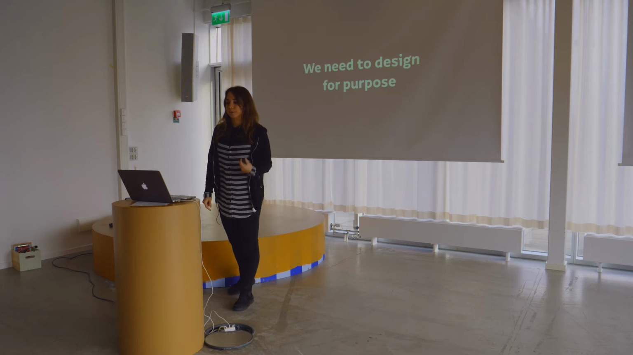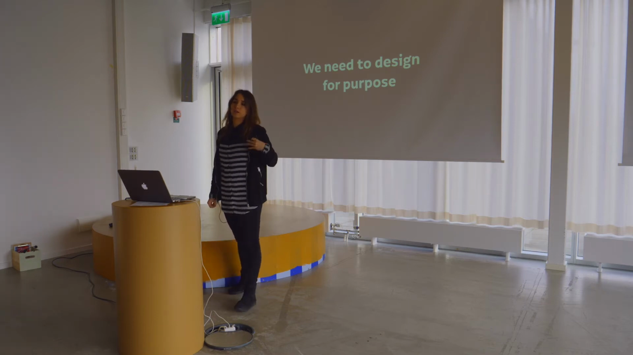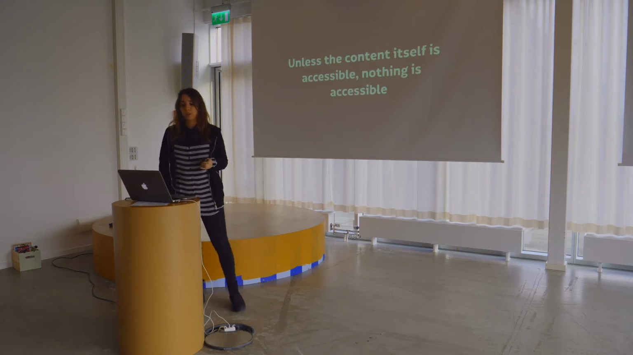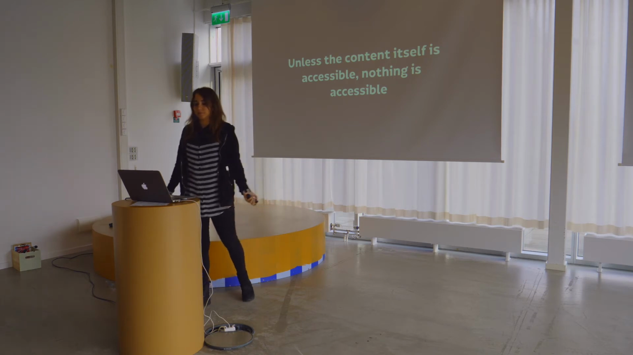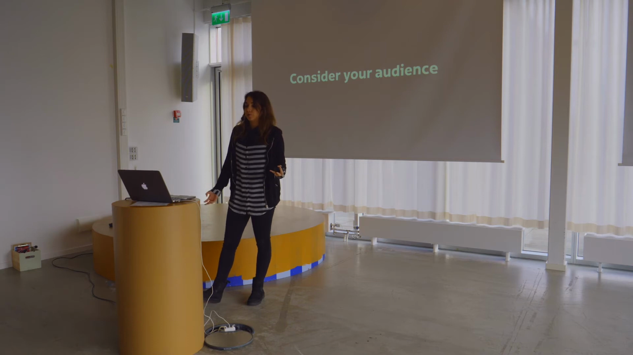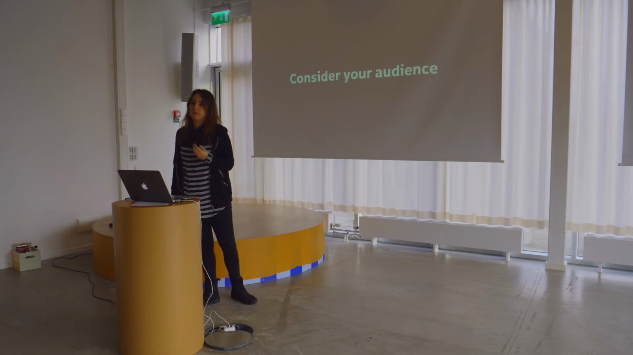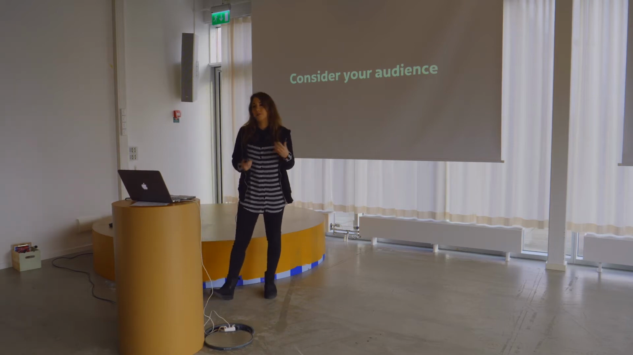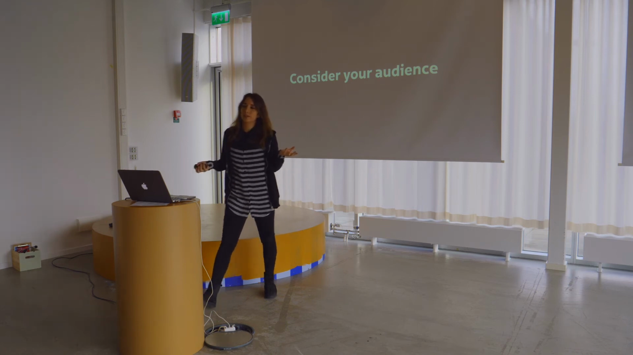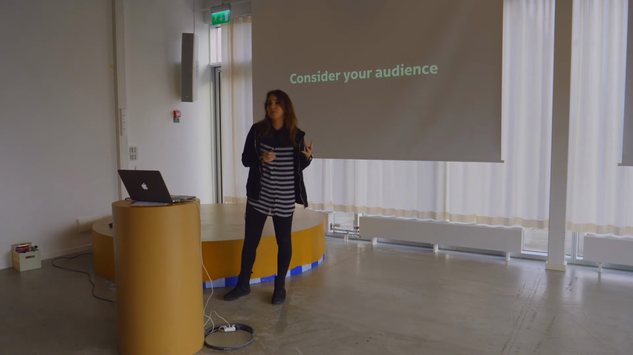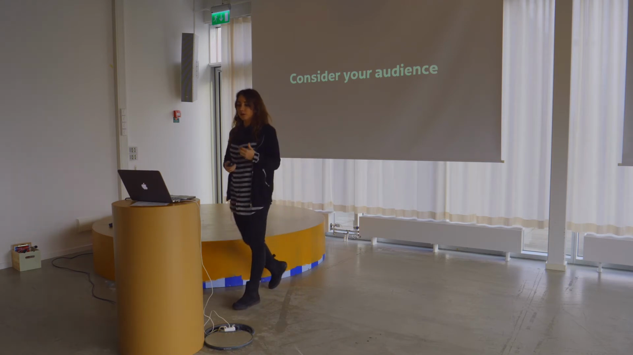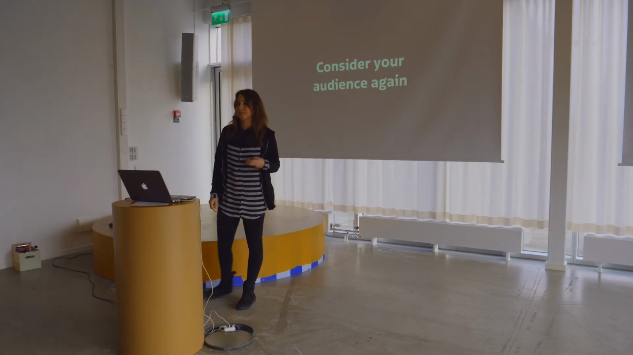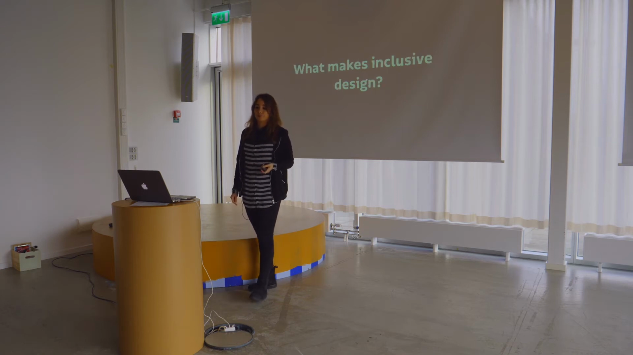So we need to design for purpose. We need to have focus in order to design in a way that's actually useful to people. And this starts with content, because unless the content itself is accessible, nothing's accessible. And first off, we have to, of course, consider our audience. Often that means considering needs of people who aren't in your audience. Because you might say, well, I've spoken to my audience and they don't have any accessibility needs. But that's maybe because your audience is limited to that in the first place, because you haven't previously considered making your content more accessible. So you need to consider your audience again, not limit yourself.